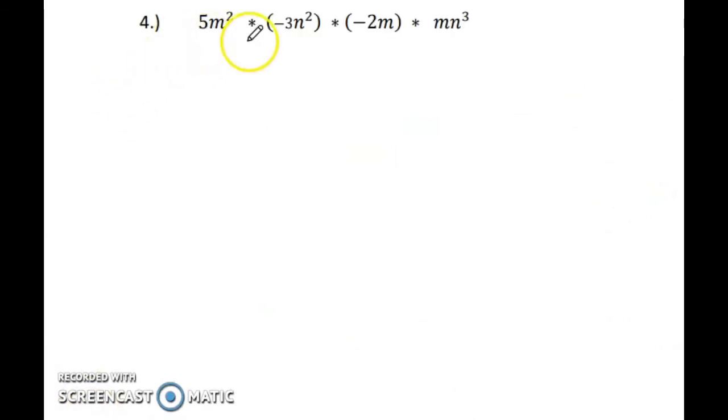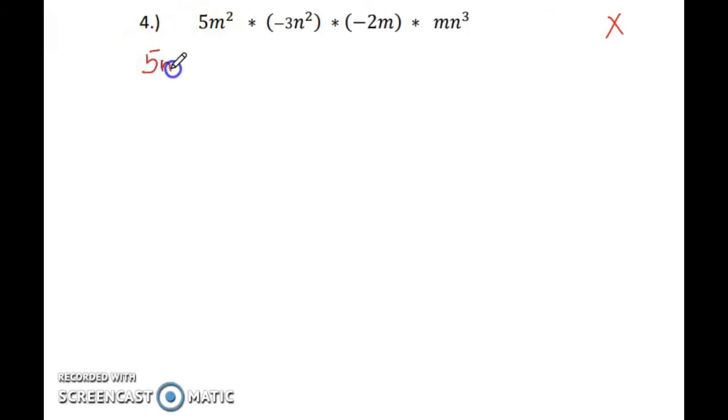Okay, so our next question, I just wanted to note that the asterisk that I have there signifies multiplication. So if you're doing your test and you see an asterisk, you would know that it means multiplication so that it doesn't confuse you. So I'm going to rewrite.